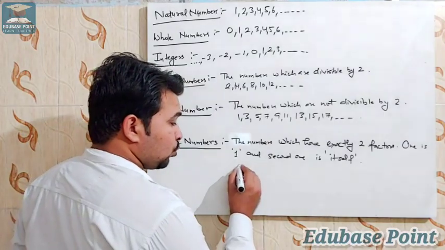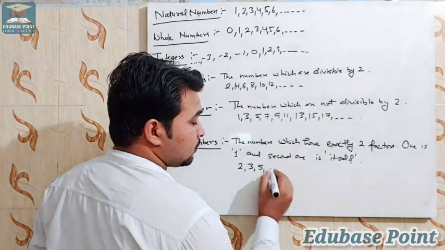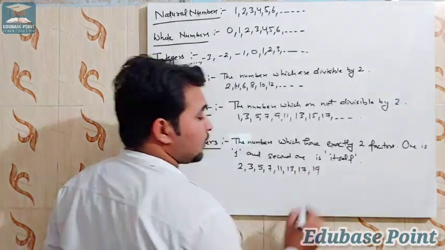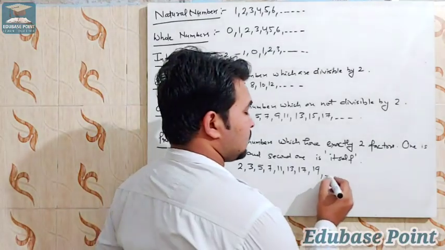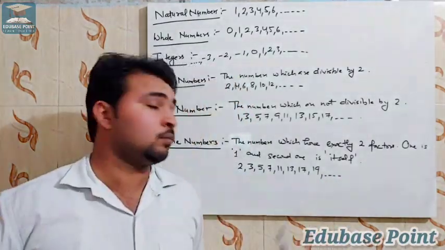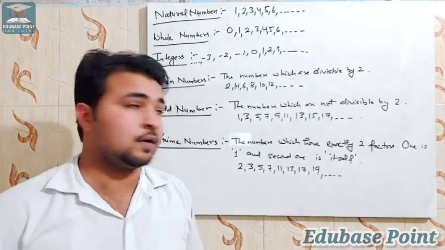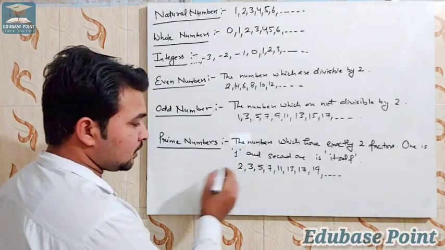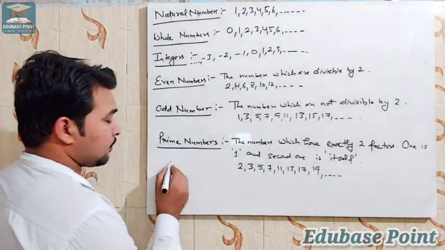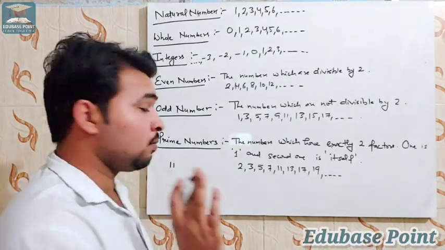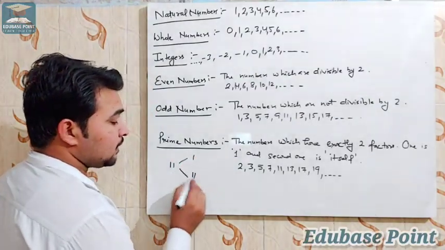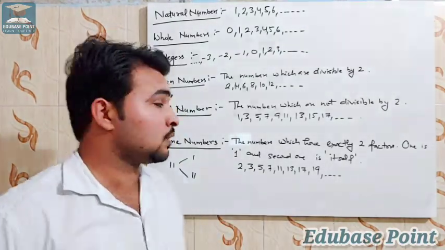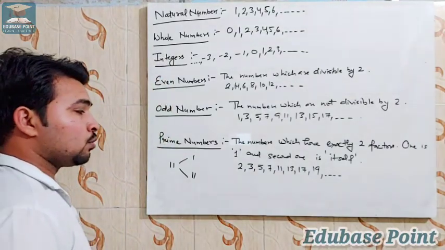Its examples are 2, 3, 5, 7, 11, 13, 17, 19. These all have exactly two factors, one is 1 and the second one is itself. That means 11 comes in only two tables, one is 1 and the second one is itself, 11. So the number is called a prime number. Okay, the next one is composite numbers.